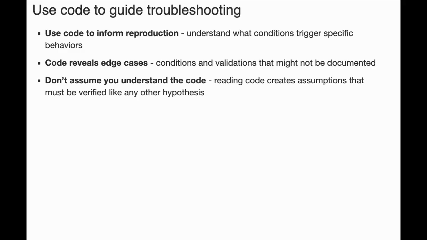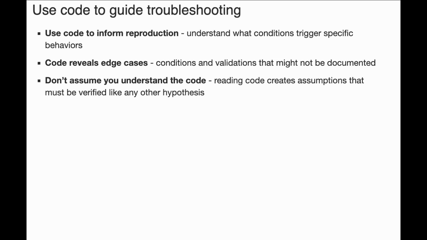Use code to guide troubleshooting and also to inform reproduction of the problem. Understand what conditions trigger specific behaviors. Think about the aspects of reproduction we discussed earlier. This point speaks to reproducing the scenario and the data conditions to hopefully achieve a specific outcome based on our analysis. Code can reveal edge cases, conditions and validations that might not be documented. Conditional logic, error handling, state machine transitions, event hooks, validation rules, these are all explicitly defined in the code and can guide your troubleshooting.